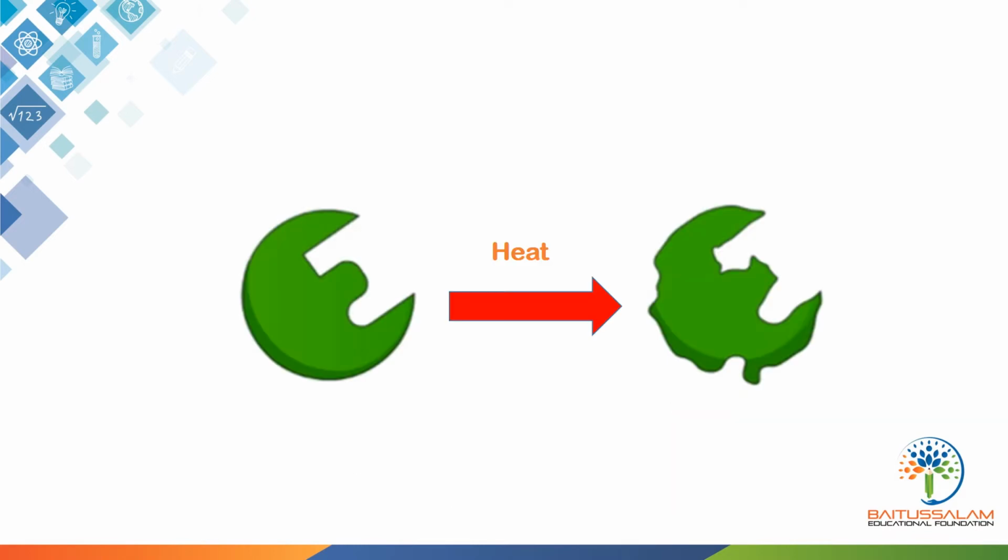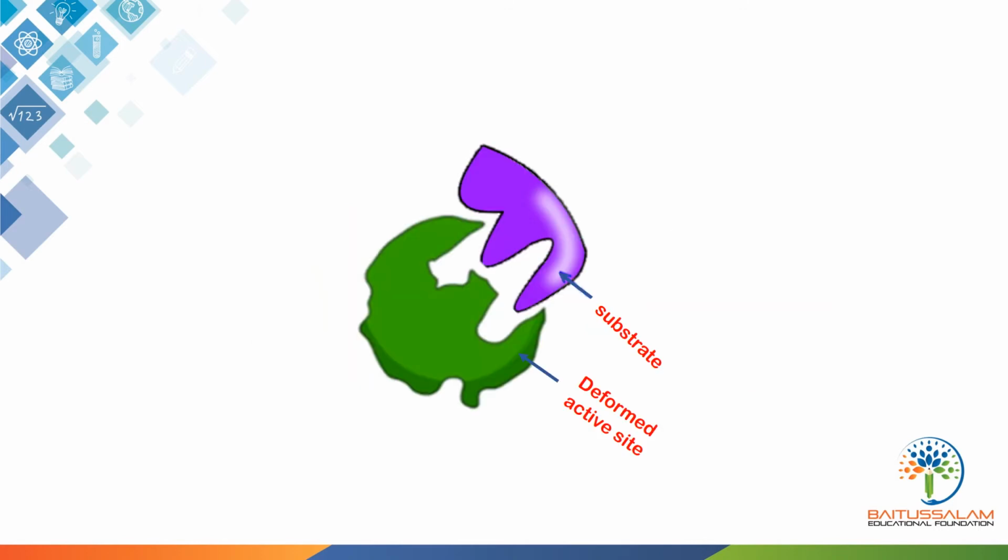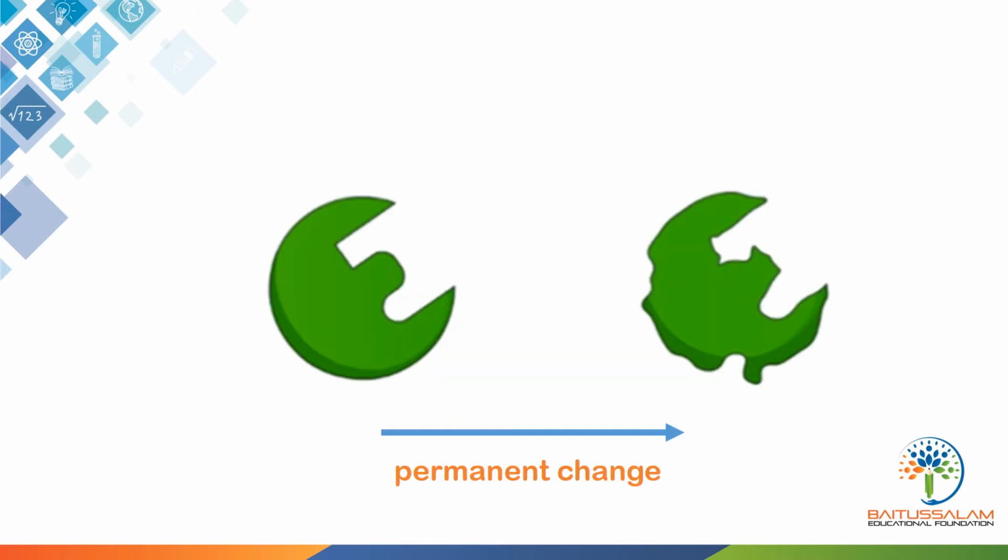This is because enzyme molecules are proteins. Protein molecules start to lose their shape at higher temperatures, so the active site becomes deformed. Substrate molecules cannot fit together with the enzyme, stopping the reaction. Denaturation is a permanent change in the shape of the enzyme molecule. Once it has happened, the enzyme will not work anymore, even if the temperature is reduced.